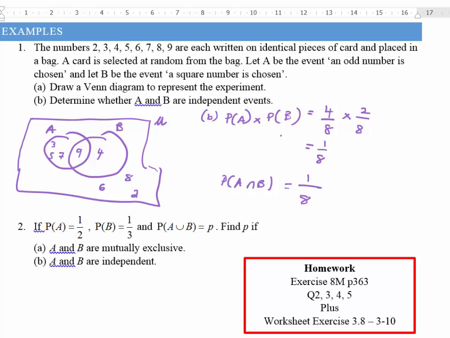So because we now satisfy this, we can therefore say that A and B are independent events, since the probability of A times the probability of B equals the probability of A intersects B. And I think I've gone off the screen and you can't see it.